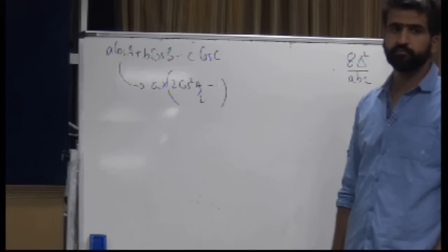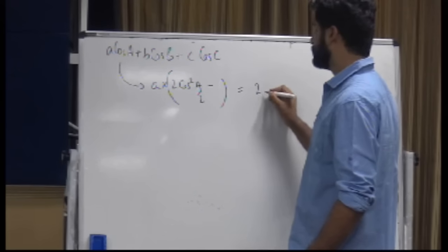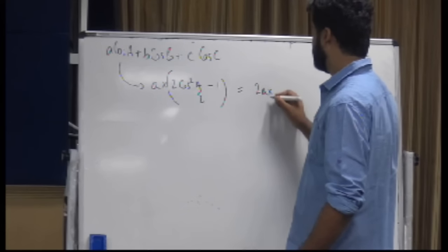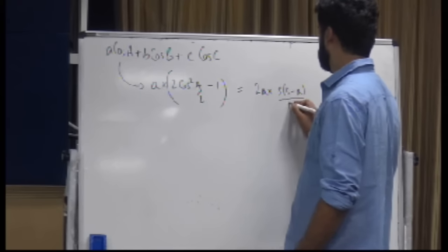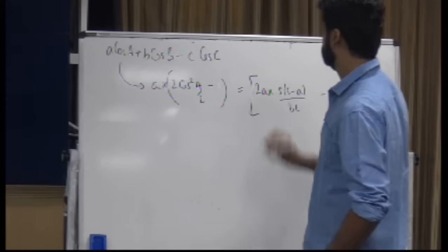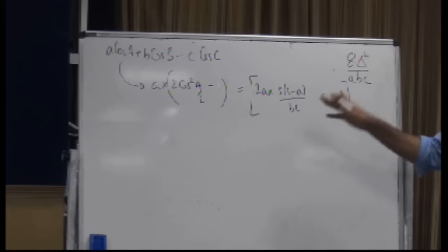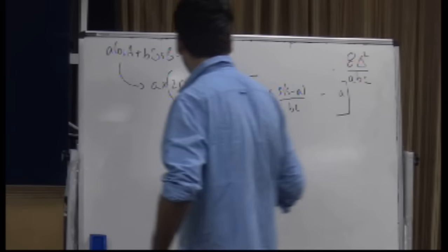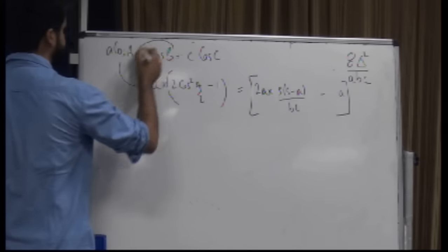Square root of S into S minus A upon BC. So this is 2A into S into S minus A upon BC. Right? So this will be the value of A cos A. Can this be simplified further? Or let's not, let's leave it here. Then the next step will be to find the value of B cos B.